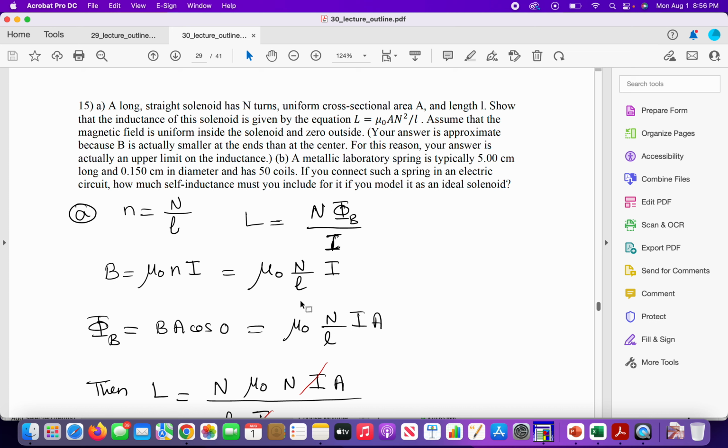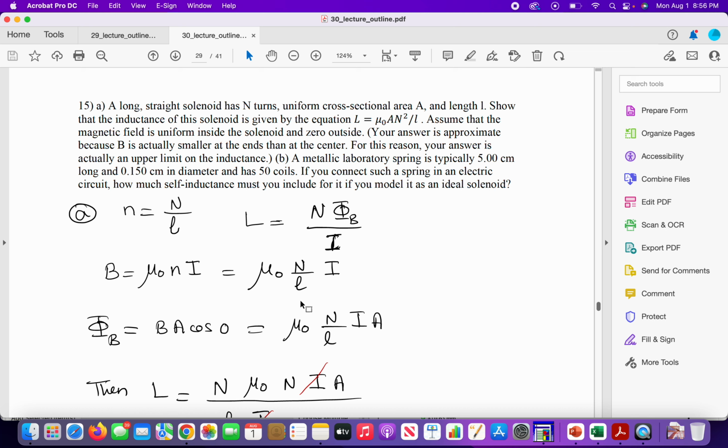Your answer is approximate because B is actually smaller at the ends than at the center. For this reason, your answer is actually an upper limit on the inductance. B, if we have a metallic laboratory spring that is typically 5 centimeters long and 1.50 centimeters in diameter and has 50 coils, if you connect such a spring in an electric circuit, how much self-inductance must you include for it if you model it as an ideal solenoid?